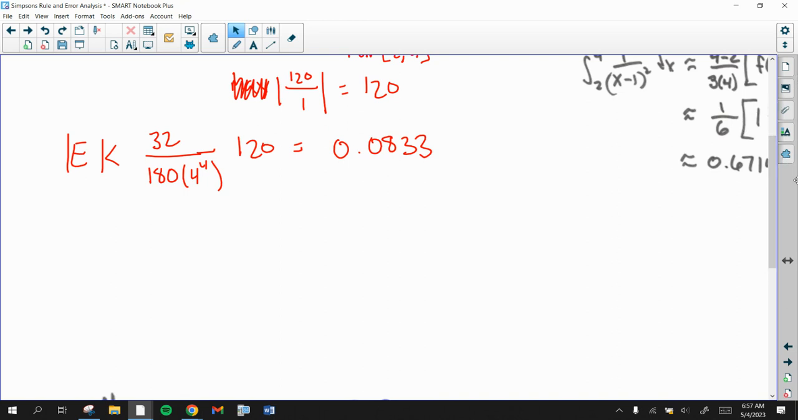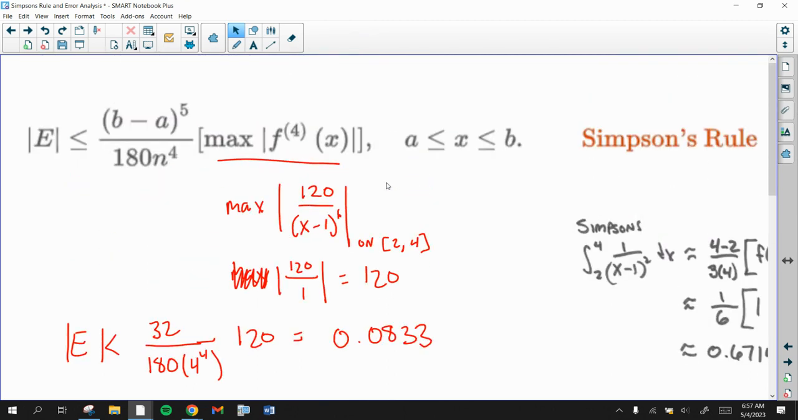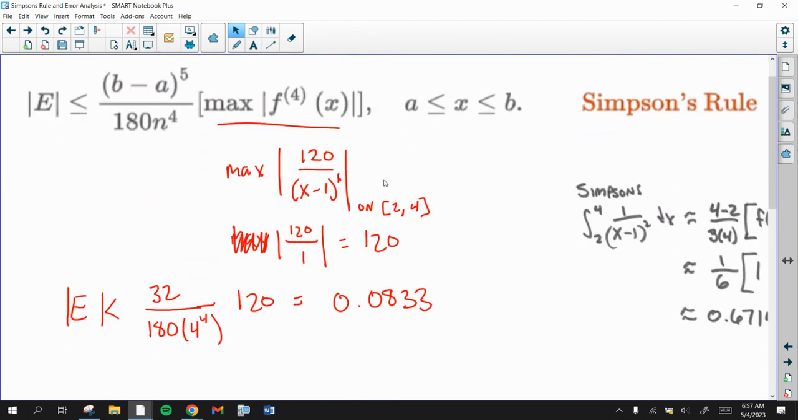But that's it. That's interesting. But then there's other problems that will ask, all right, so you have this function. How many intervals would you have to use so that your maximum error will not exceed a certain number? That's where this is more useful, and that will be described in the next video. So that's all for this.